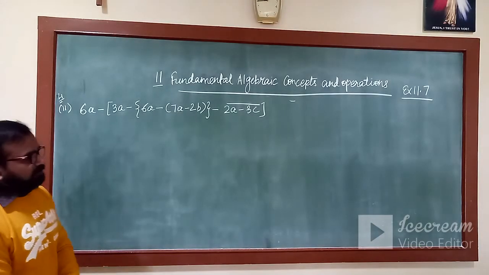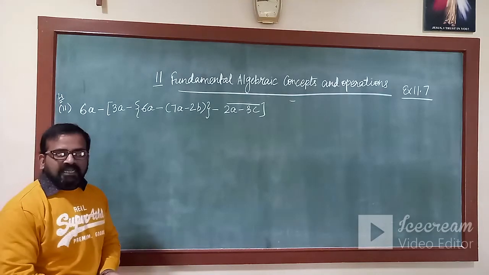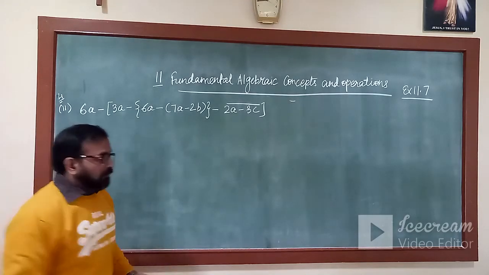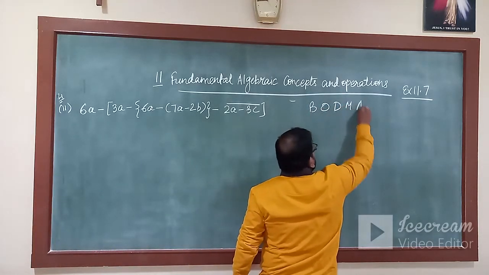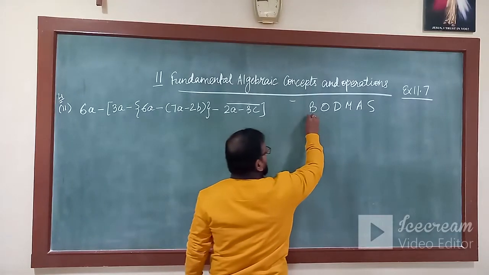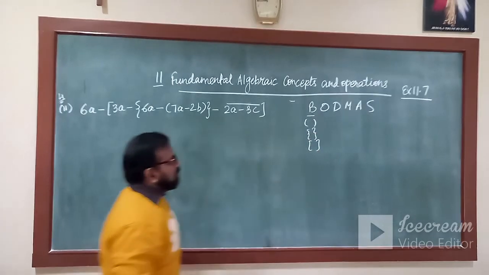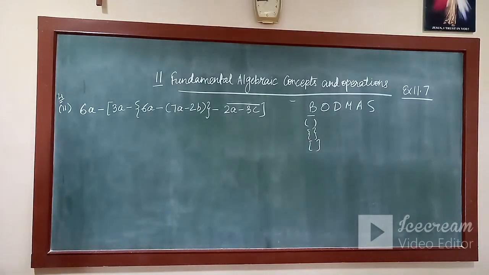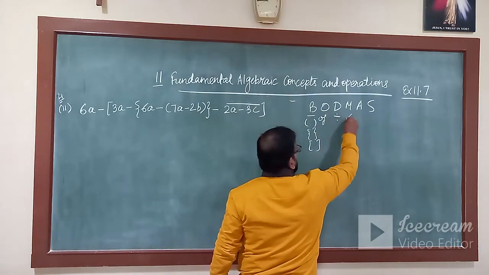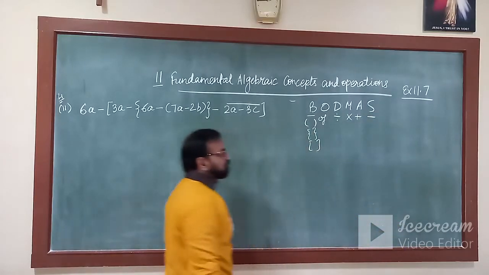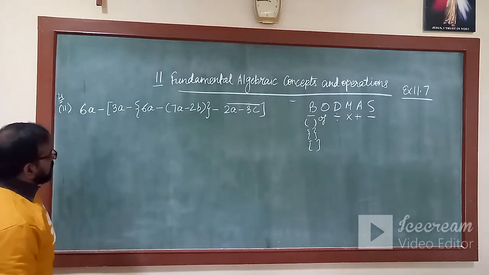In this the algebraic expressions are there, and I have told you the rule how to solve these types of algebraic expressions. What rule I have told you? I have told you the BODMAS. So we will use this BODMAS to solve these expressions. Brackets were to be solved first, then O was of, D was division, then multiplication, then addition and subtraction. So we will keep these rules in mind, and let's see this problem.